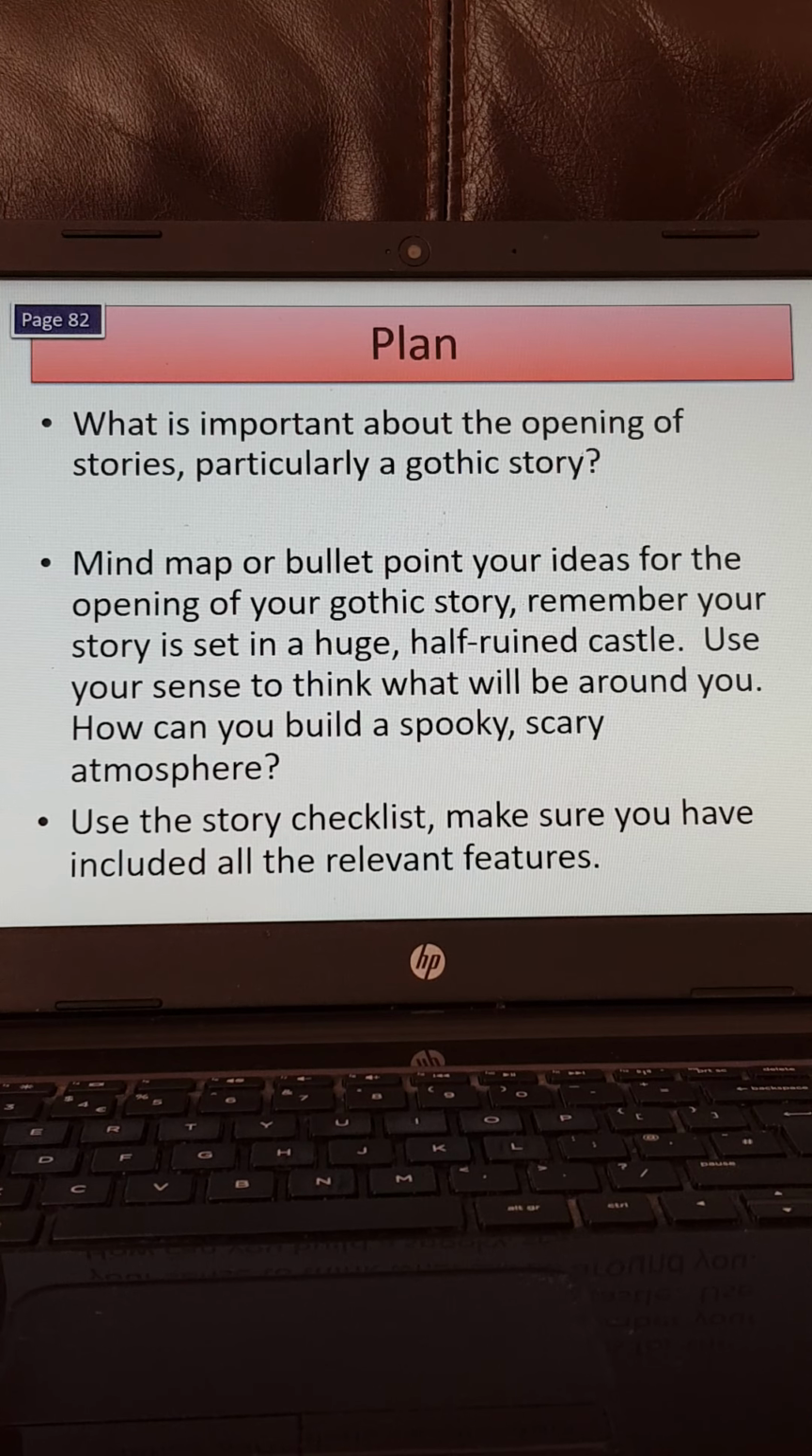And use that story checklist. Make sure you've included all the relevant features. Think about that planning the story work we did last lesson.